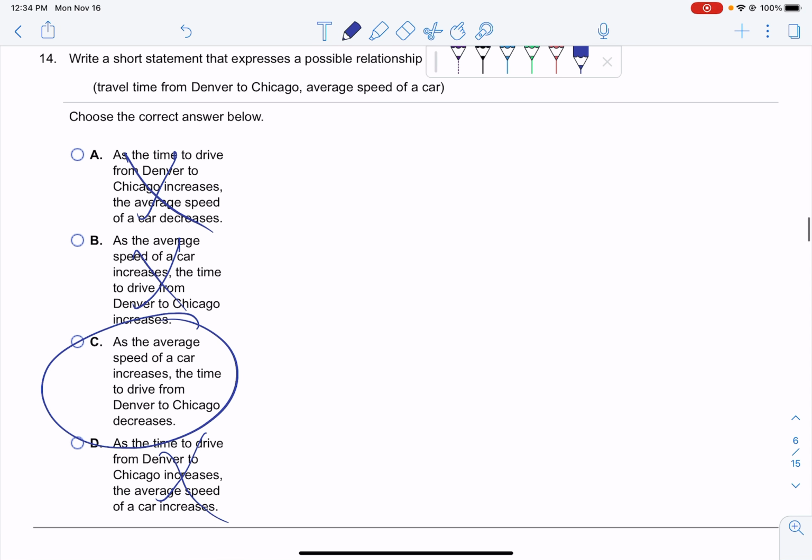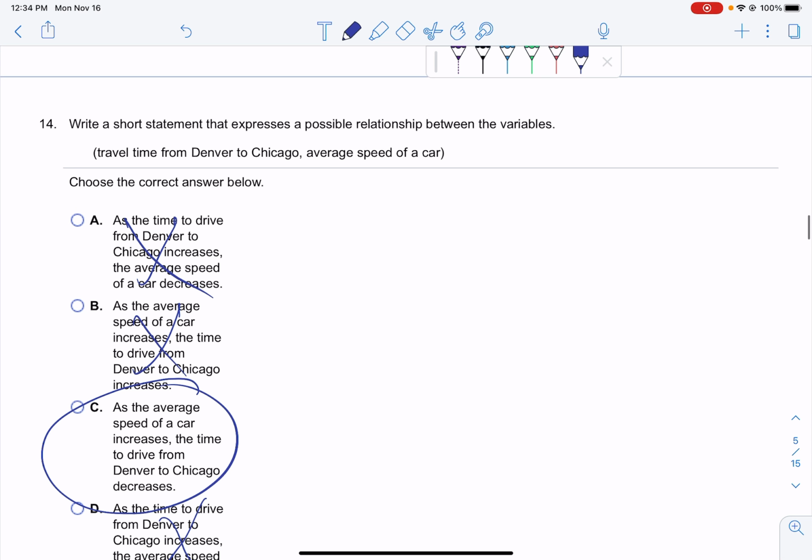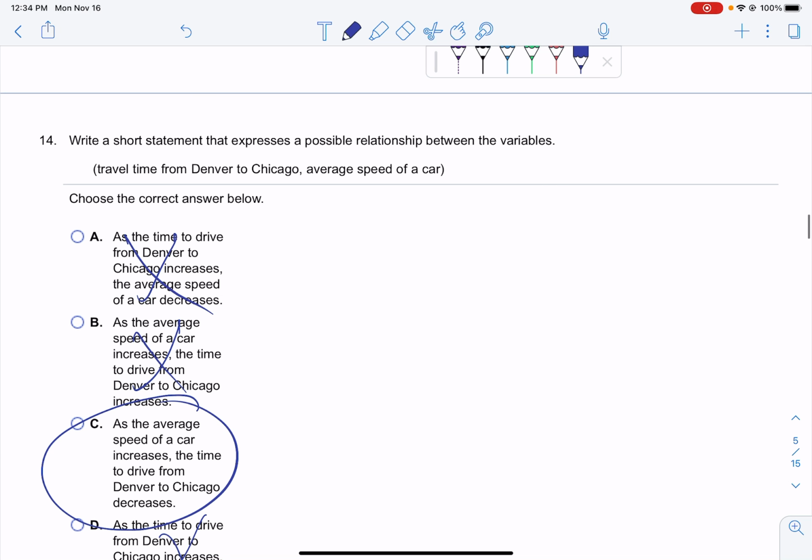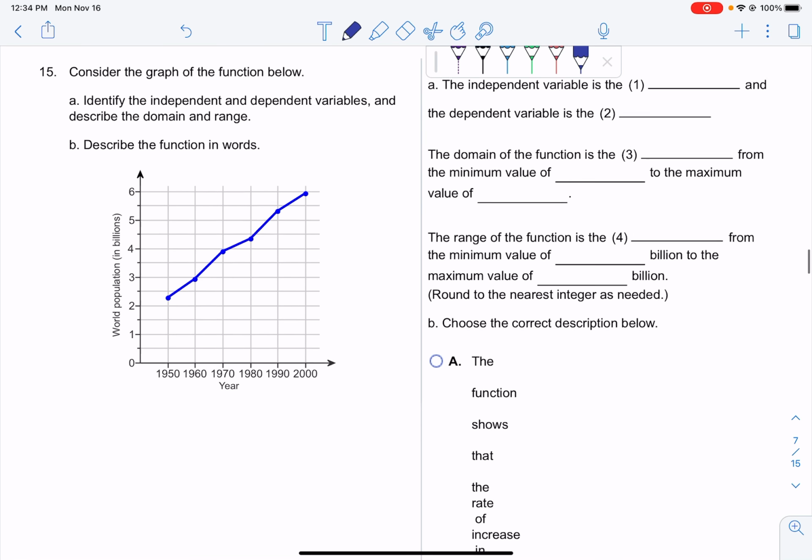So even though, and this is going to be hard because A is almost an explanation as well. It just goes backwards. A is saying that as the time to drive increases, the average speed decreases, but it's actually the speed that is affecting the time. So it does matter which direction you go.